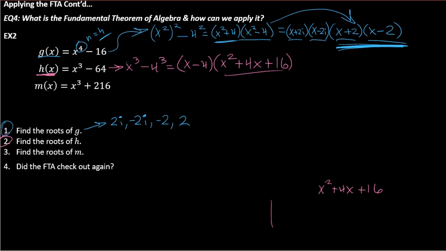So we've got our x squared here. And then we have our, so we need to cut this in half. So this is going to be plus 2. This is going to be plus 2 also.